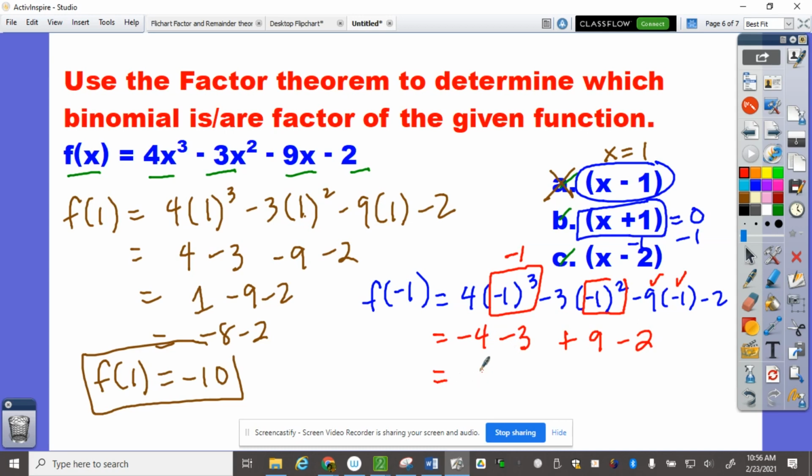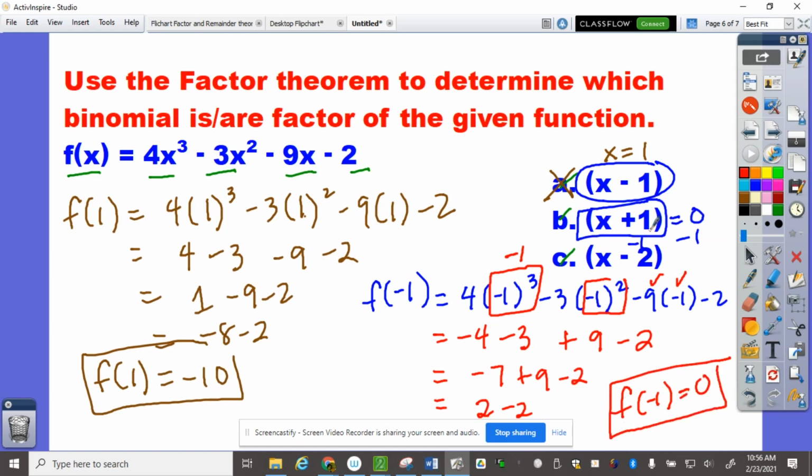Negative 4 minus 3 is going to be negative 7 plus 9 minus 2. Negative 7 plus 9 is equal to positive 2 minus 2 is equal to 0. So therefore, f of negative 1 is equal to 0. So therefore, x plus 1 is a factor. So I'm going to write here, x plus 1 is a factor, right? Because the remainder, using remainder theorem, is equal to 0. That's how you apply remainder theorem for that one. And the factor theorem, can I use synthetic division? Yes, you can.